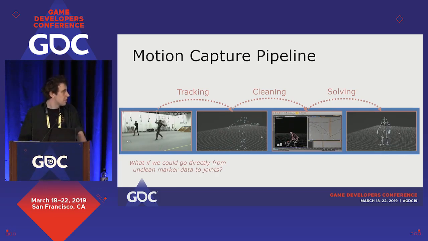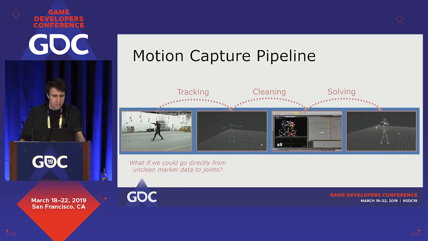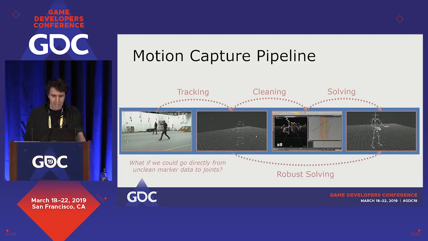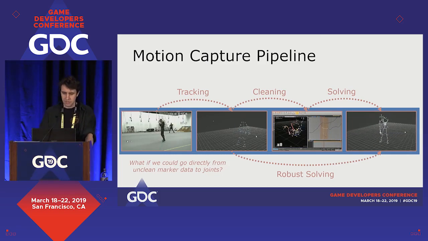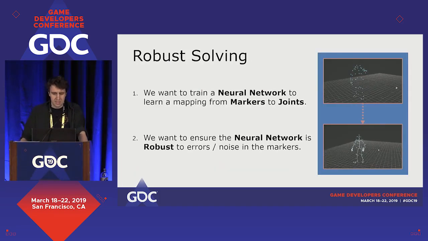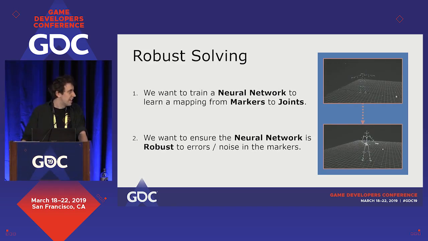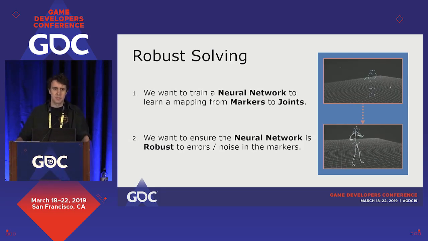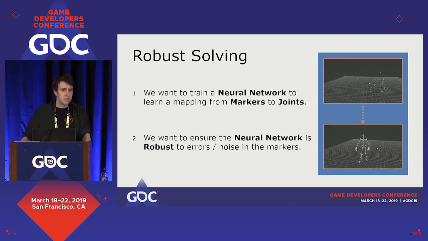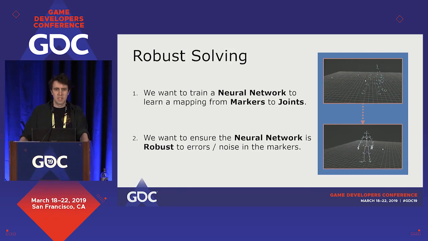So what we wondered was, what if we could go directly from this unclean marker data to the character's joints? This is a system we worked on, and we called it robust solving. And this is a machine learning talk, so we're going to use neural networks, of course. Basically the idea is that we want to train a neural network to map from these unclean marker positions to the joints of the character. And at the same time, we want to make this network robust to any errors it might see.